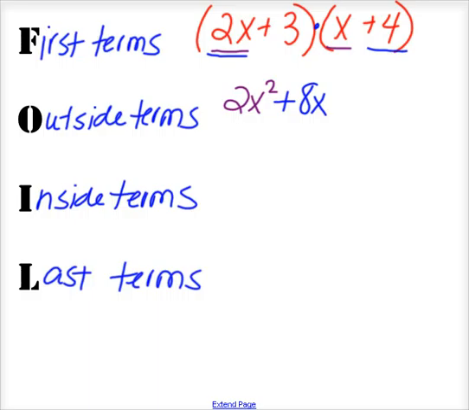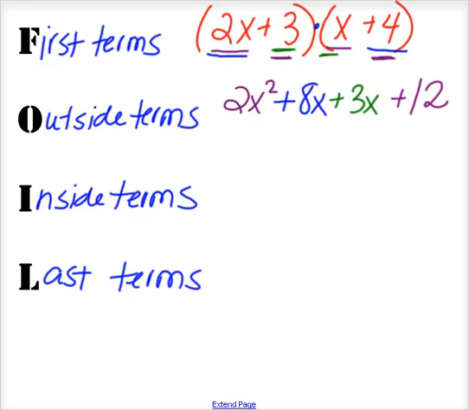Next step, take your inside terms. They're the ones closest together. They're inside the whole problem. That's 3 times x, positive 3x. Last step, take the last terms. That is your 3 and your 4, positive 12. If you do this order, you will always correctly multiply your binomials.